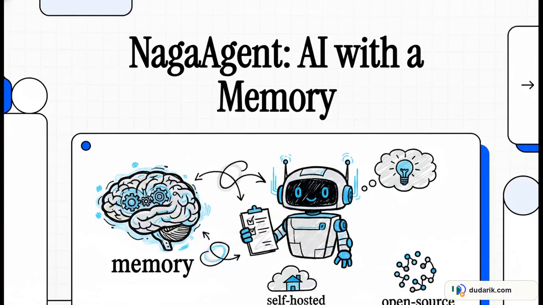Today, we're diving into an open source project called NagaAgent. Now, on the surface, it's a self-hosted AI assistant, but what really makes it stand out is how it tackles one of the biggest challenges in AI right now, memory.